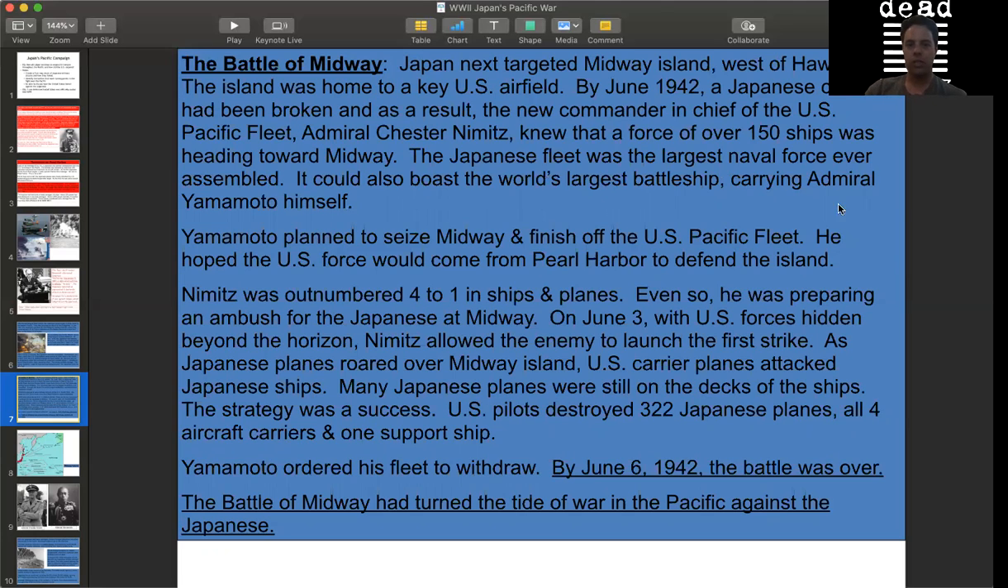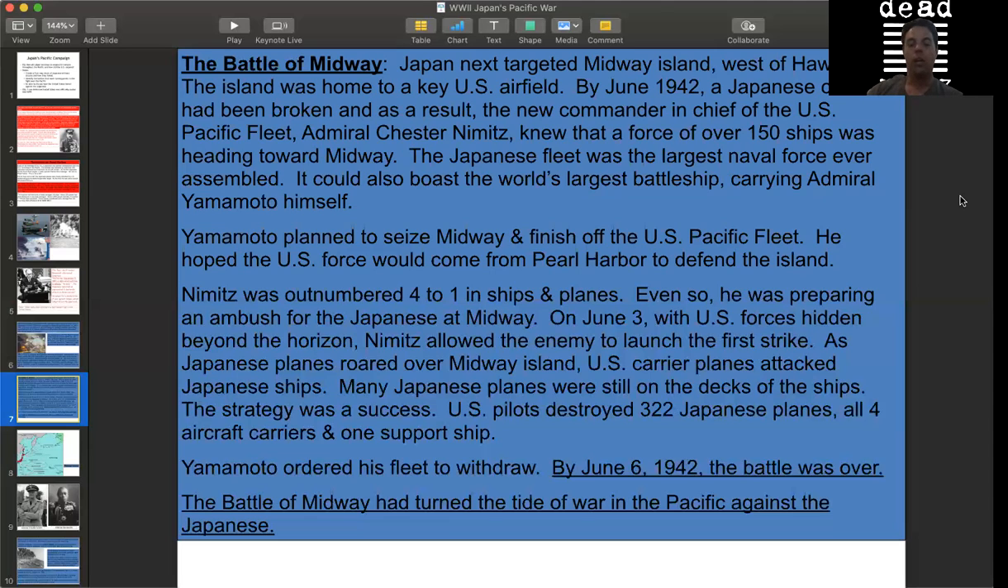Yamamoto planned to seize Midway and finish off the U.S. Pacific Fleet. He hoped that the U.S. forces would come from Pearl Harbor to defend the island, and therefore he could destroy everything. Nimitz was outnumbered 4-1 in both ships and planes, but even so, he was preparing an ambush for the Japanese.